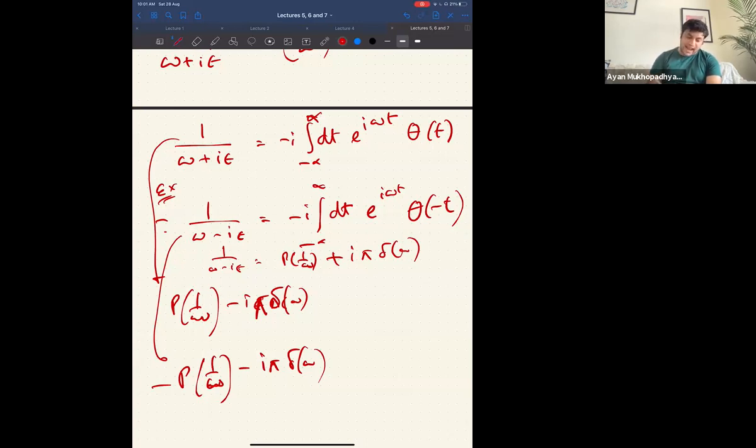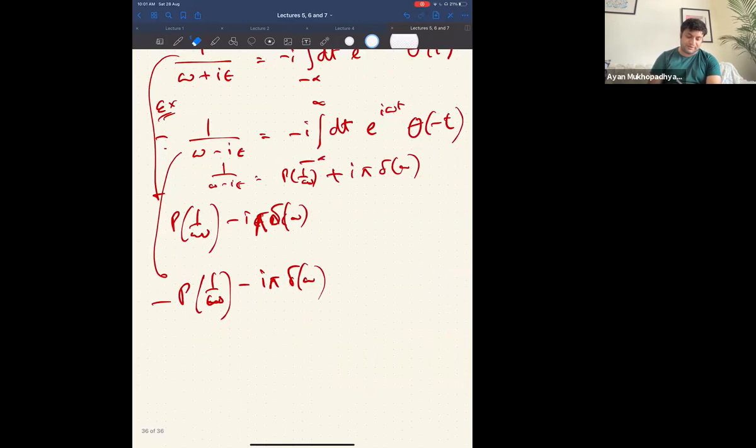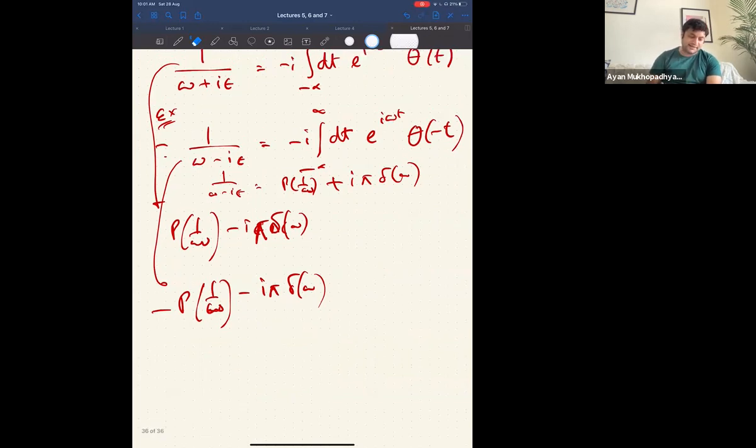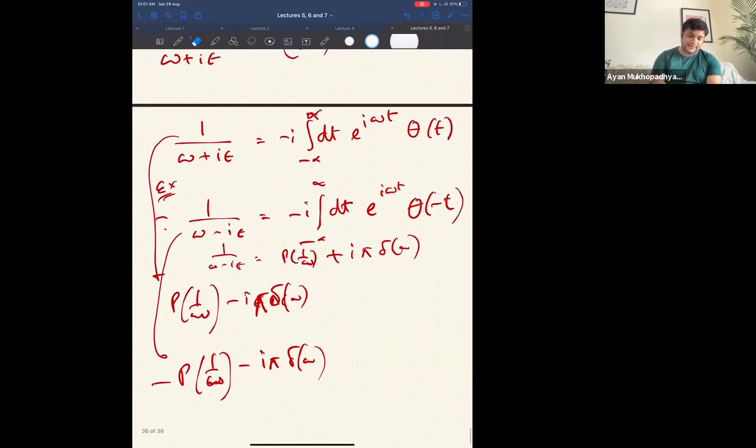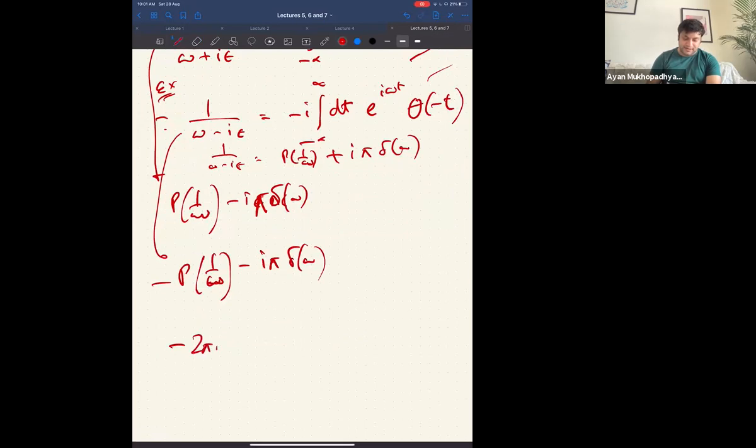So now if I add this to dt, you're following, right? What I've done is I've written this as the principal value of 1 over omega minus I pi delta omega, and this object is the principal value of 1 minus I pi delta. So if I add this to, what should I get on the left hand side? If I add this with this, on the left hand side I get simply minus 2 pi I delta omega.